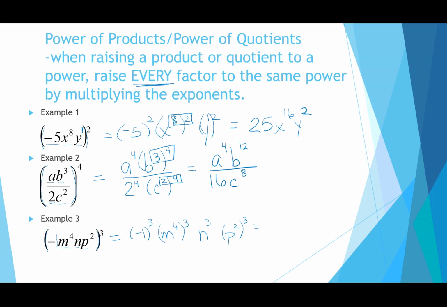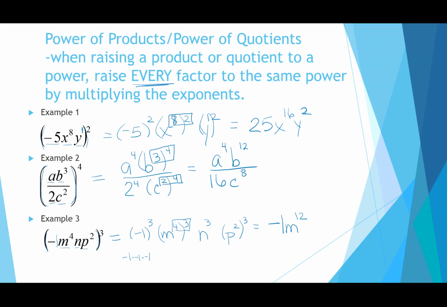Here, negative 1 to the 3rd power, that means negative 1 times negative 1 times negative 1. 3 negatives yields a negative. So we do have a negative 1 there. M to the 4th, all being cubed. What do we do with those exponents? We multiply them, so that's m to the 12th.